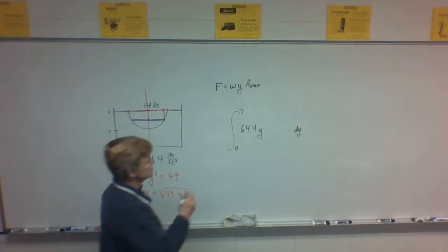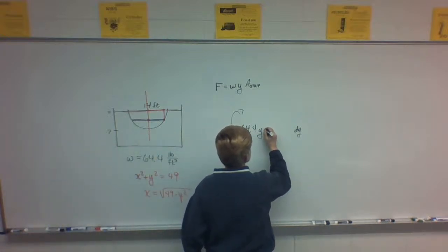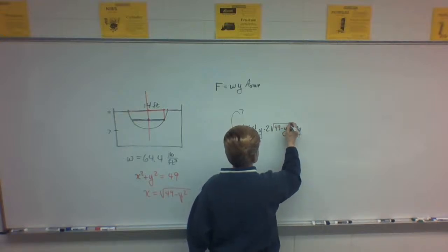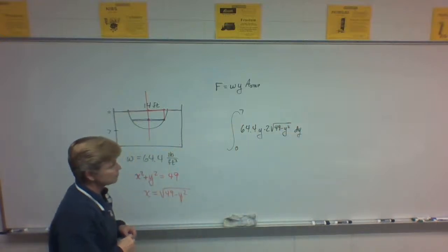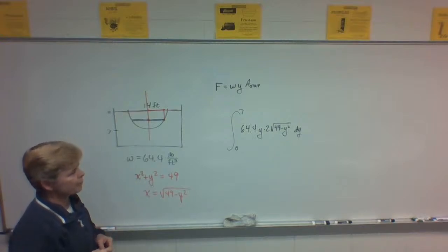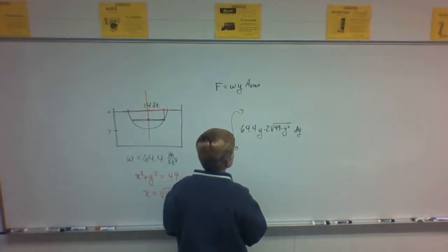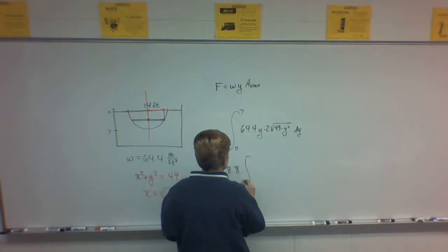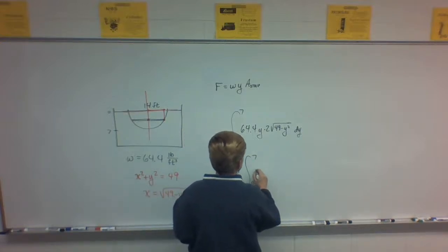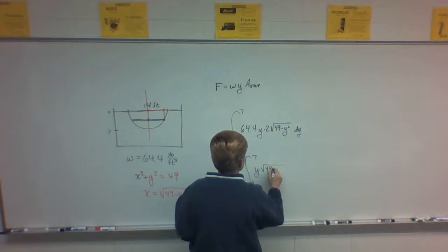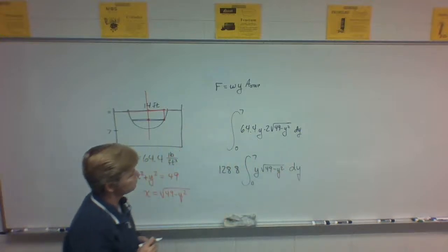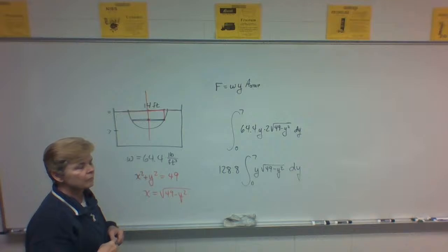We okay on that? So I would be doing 128.8 integral from 0 to 7 of y root 49 minus y squared dy. Ooh, that's ugly too. All twos are beautiful. You following that one?